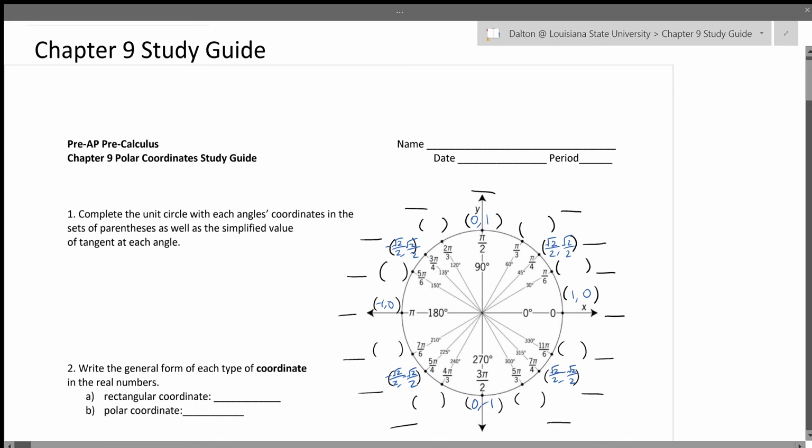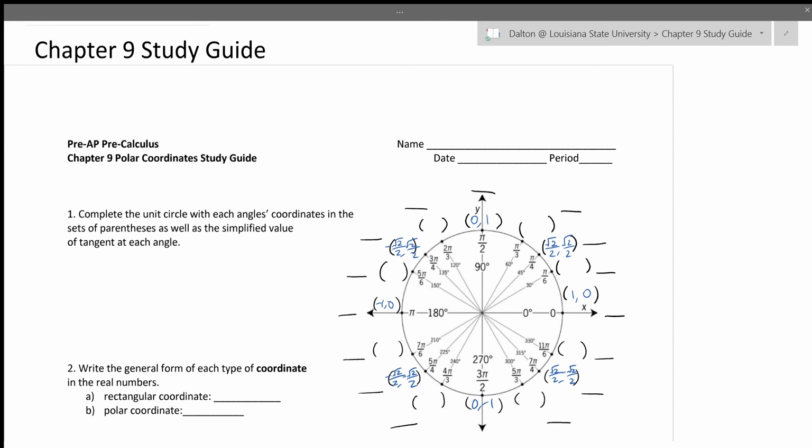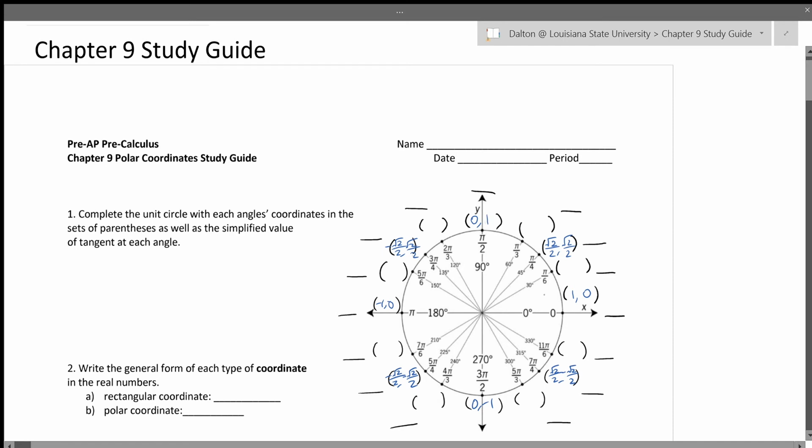And then if I do my 30-degree angle next, I go to the right further than I go up. So that's going to be square root of 3 over 2 to the right, and then just up 1/2. So then that's going to be the same thing as 150, except it's going to be negative square root of 3 over 2, positive 1/2. Then both will be negative at 210. And then positive square root of 3 over 2, negative 1/2.